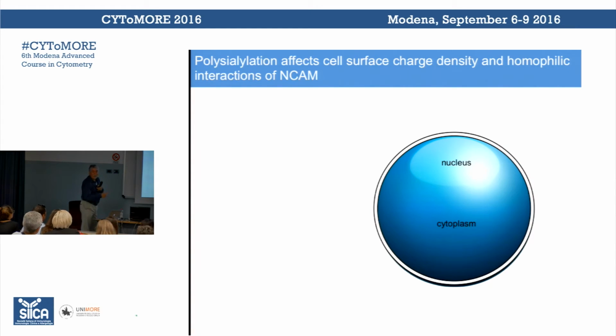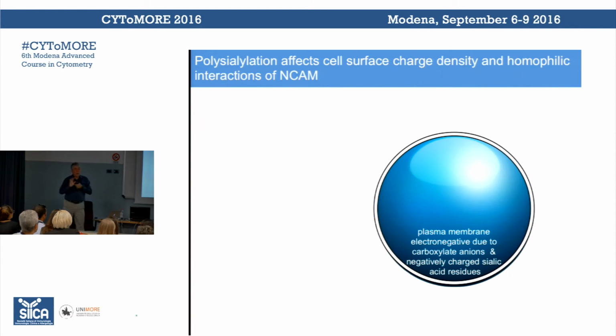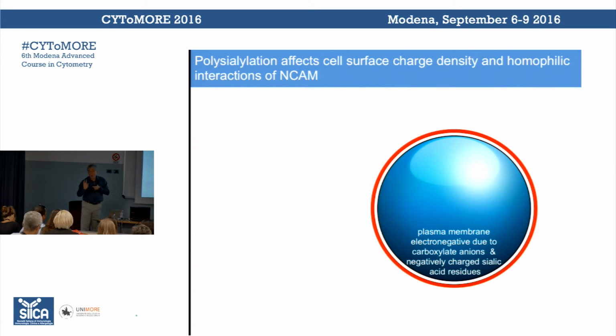This is how our biophysicists think, by the way, electronic engineers. And the plasma membrane is electronegative due to carboxylate anions and also because of negatively charged sialic acid residues. This is before you start to donate onto the surface massive levels of polysialylation. You probably also know, because this is electronegative, it attracts what's known as a Stern layer outside cells. All particles do this if they're charged. All cells do this. This is what changes their properties within electromagnetic fields.